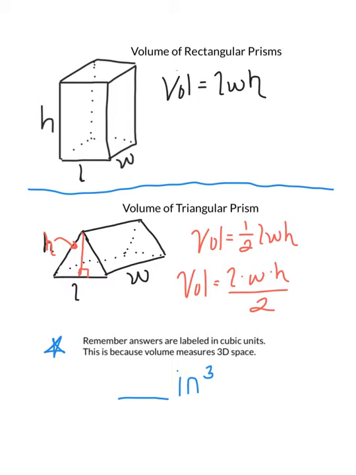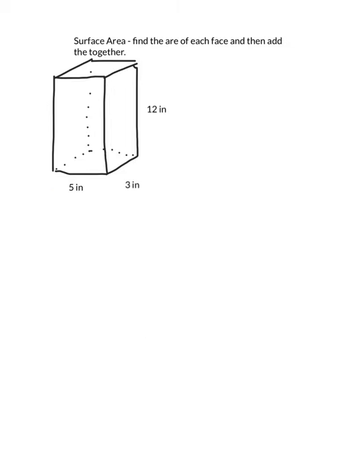Next, let's look at surface area. Surface area is when we find the area of each face of a solid and then add them together. So let's look at the first one. This is a rectangular prism. Rectangular prisms have a front, a back, a top, a bottom, a side, and a side.